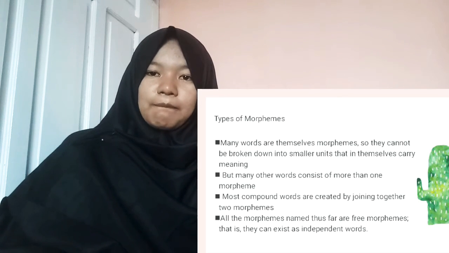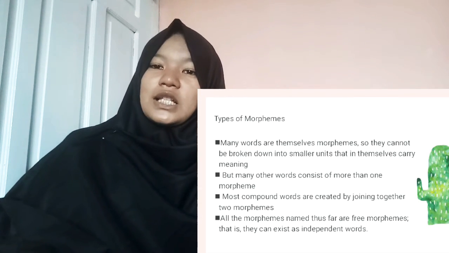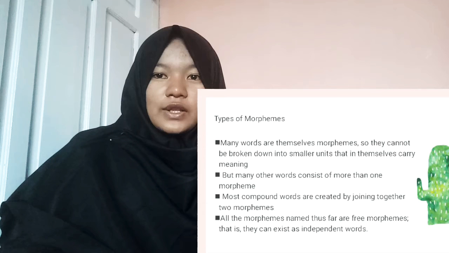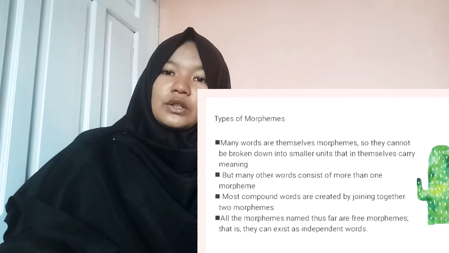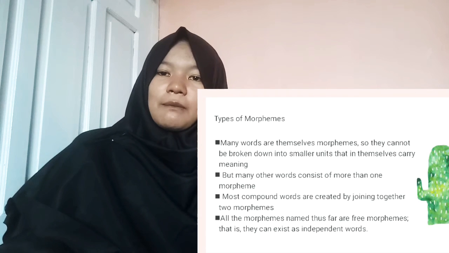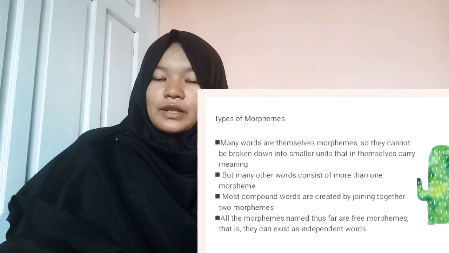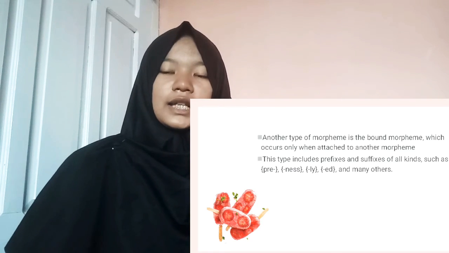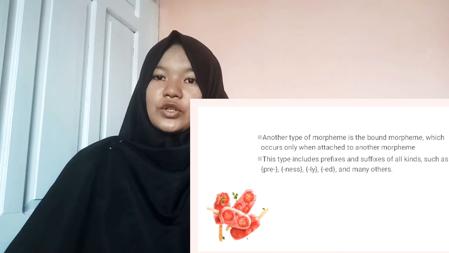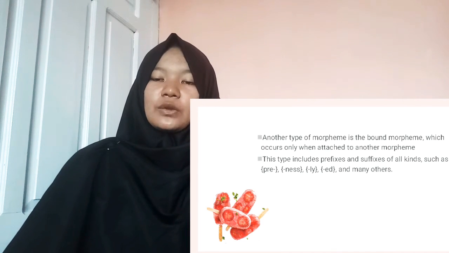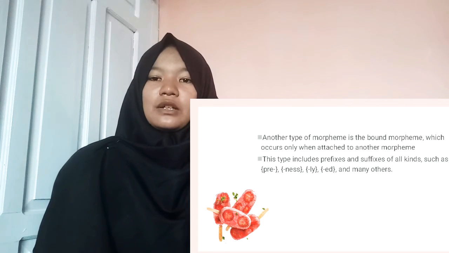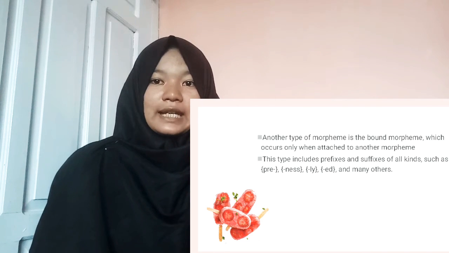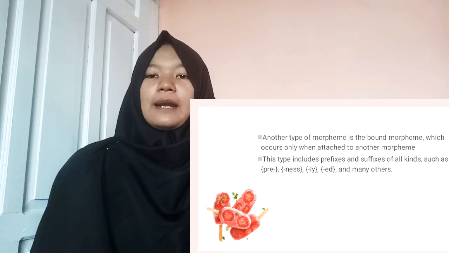But many other words consist of more than one morpheme. Most compound words are created by joining together two morphemes. All the morphemes named thus far are free morphemes, that is, they can exist as independent words. Another type of morpheme is the bound morpheme, which occurs only when attached to another morpheme. These types include prefixes and suffixes of all kinds, such as pre, ness, ly, ed, and many others.